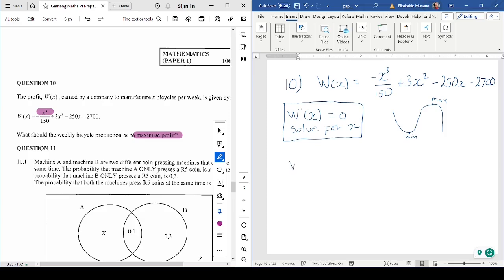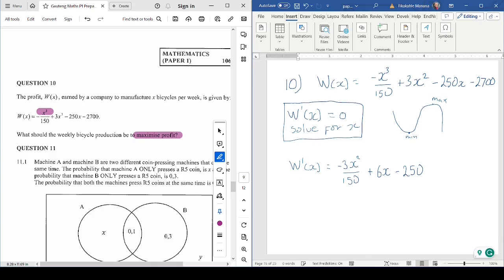Let's find then the first derivative. Okay, so this one, it's going to be equals to what? It's going to be equals to minus 3x squared over 150. Okay, and then the next one plus 6x, and then the next one is minus 250.